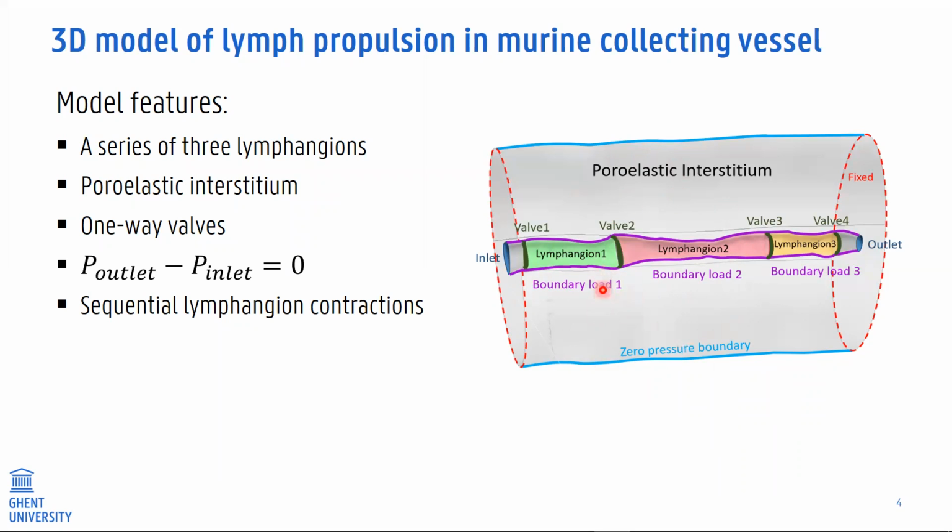The lymphangions are separated by one-way valves, which switch in between closed and open states depending on the pressures in the vicinity of the valves. There is no pressure gradient between the inlet and the outlet of the vessel, and as a result, the lymph propulsion would be only the consequence of sequential lymphangion contractions.